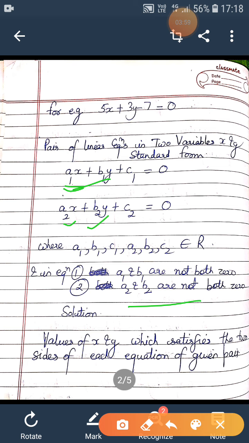Now we are interested in this chapter to find out the solution of these pair of linear equations. Solution means not for one equation, a value of x and y which will satisfy equation number 1 also and equation number 2 also. That means left hand side should be equal to right hand side.